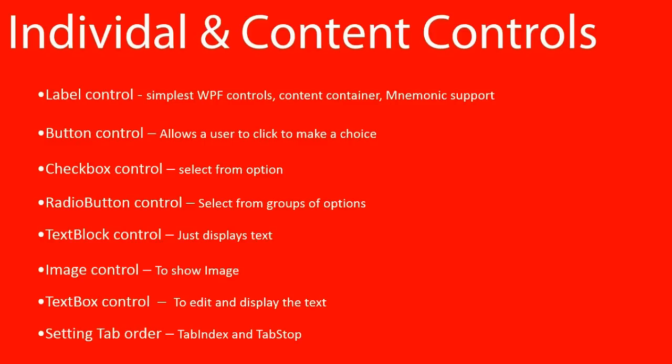The next is the checkbox control. It allows the user to select from the options. The next control is the radio button control. You can select one from a group of options. The next control is the text block control. It just displays the text, nothing else. The next one is the image control. It shows the image. The next one is the text box control. To edit and display the text, you can use the text box you must have used somewhere in your life. And setting tab order. This is basically used to set the tab index of any control and all that kind of cool stuff.